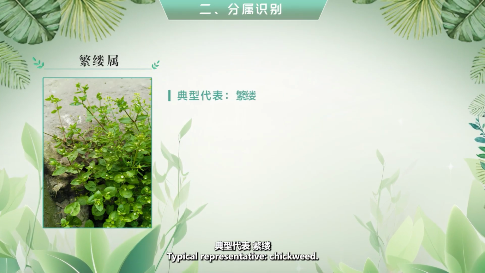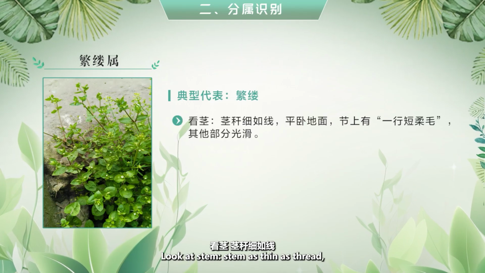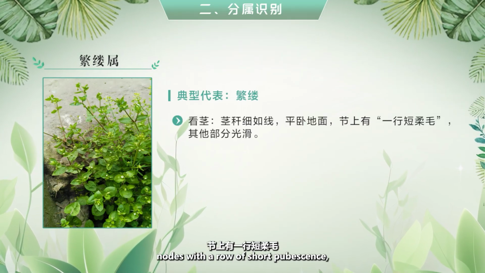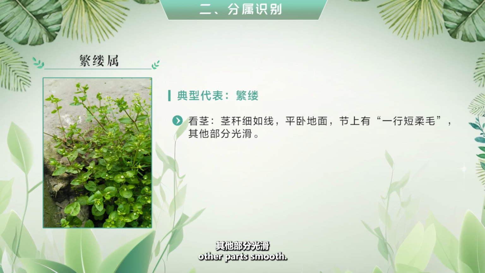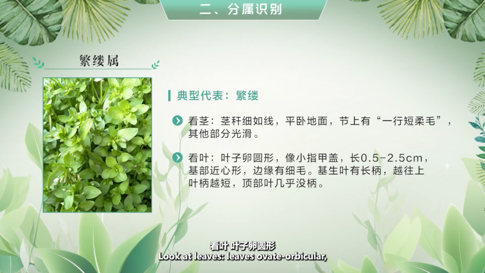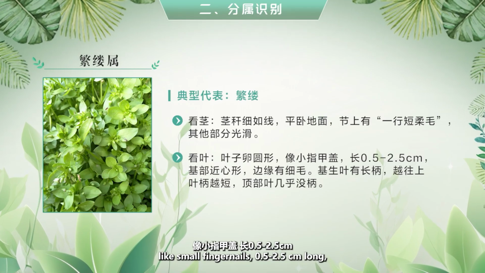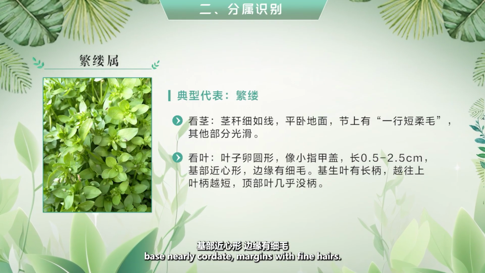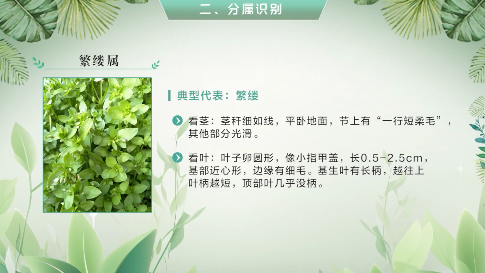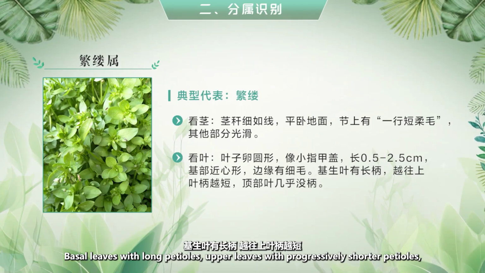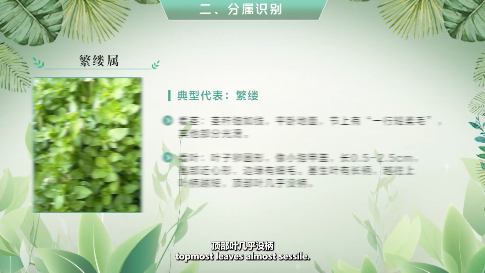Typical representative. Chickweed. Look at stem. Stem as thin as thread, lying flat on ground. Nodes with a row of short pubescence. Other parts smooth. Look at leaves. Leaves ovate, orbicular, like small fingernails, 0.5 to 2.5 centimeters long. Base nearly cordate, margins with fine hairs. Basal leaves with long petioles, upper leaves with progressively shorter petioles, topmost leaves almost sessile.